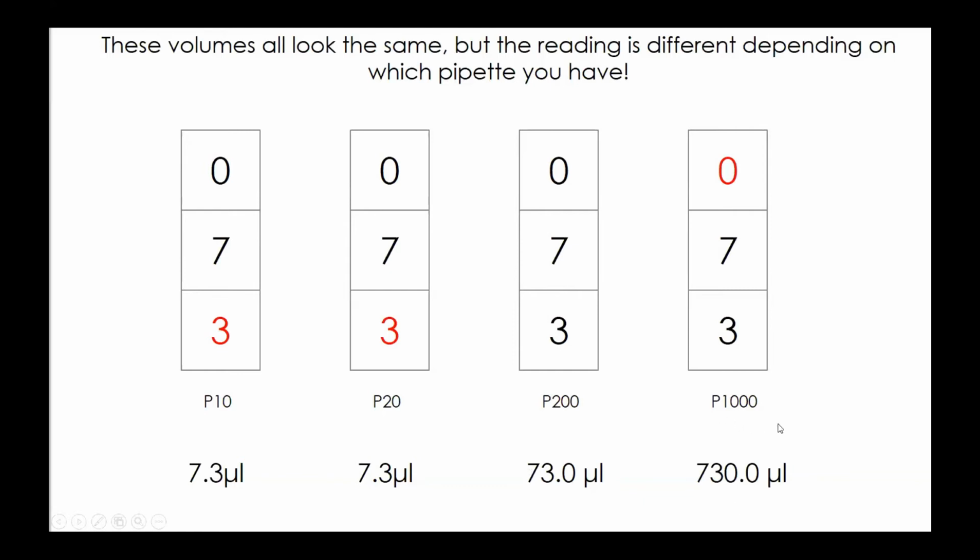Looking at the biggest, the P1000, remembering that the top is going to be in the thousands place, the middle in the hundreds place, and the bottom in the tens place, we arrive at 730 microliters.